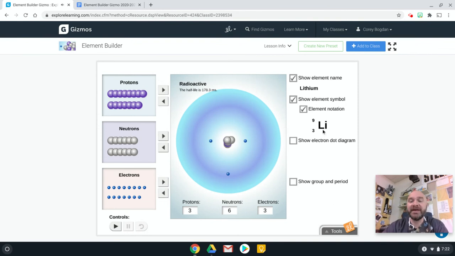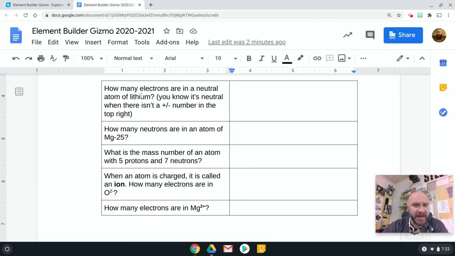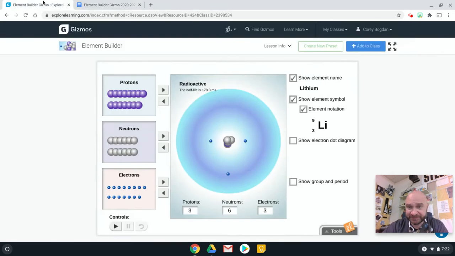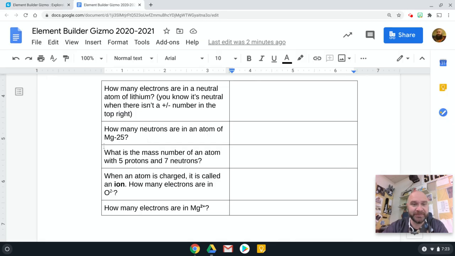All right, so here we have a neutral lithium, because there's no plus or minus number. So how many electrons are in neutral lithium? Well, we have neutral lithium. We can look down here. Neutral lithium has 3 electrons. So we just type in the number 3.